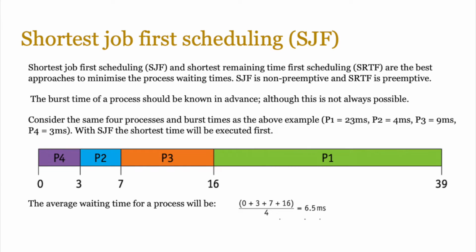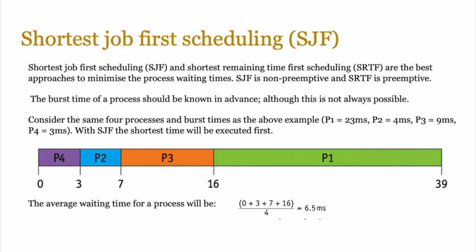Now the next 2 algorithms, shortest job first scheduling and shortest remaining time first scheduling, are the best approaches to minimize the process waiting times. SJF is a non-preemptive one and SRTF is a preemptive one. So what does all of that mean? Well, the burst time of a process should be known in advance. So you should know that P1 will take about 5 seconds to execute on the processor, P2 will take 3 seconds to execute on the processor, and so on. That might not be possible in all cases, but for the majority that would be true.